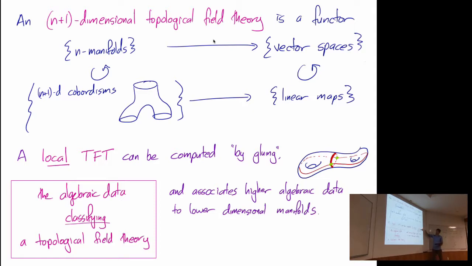So the summary was that it didn't just give you something for n manifolds and n plus 1 manifolds, it gave you something for all k manifolds from n plus 1 all the way down to 0. Those things it gave you were higher categorical objects. And this idea that you can compute by gluing is saying really that association is functorial, some higher functor. Okay.